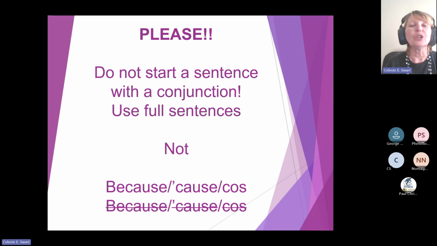Now, please do not start a sentence with a conjunction. You must use full sentences. You don't start with because, or 'cause, absolutely not. 'Cause, which is the slang for because, or with the Z, it's horrific. You do not write that way when you answer in full sentences.